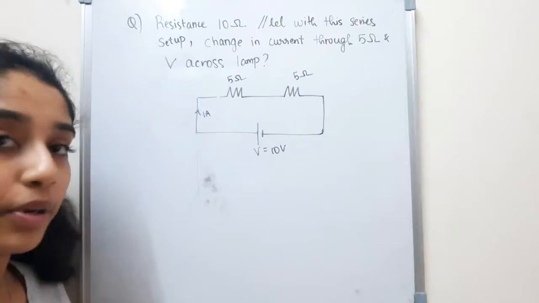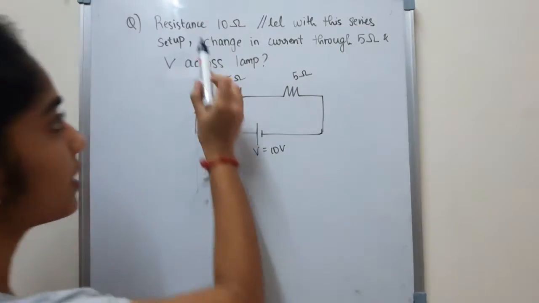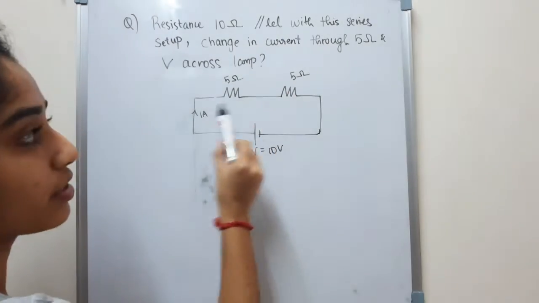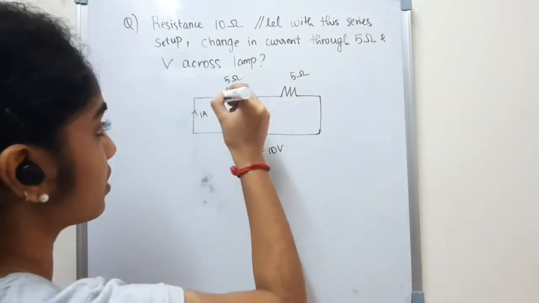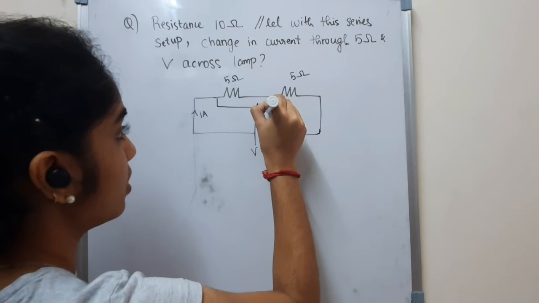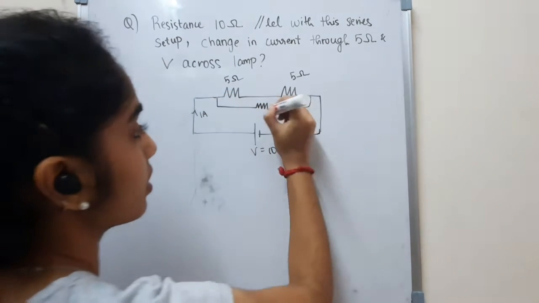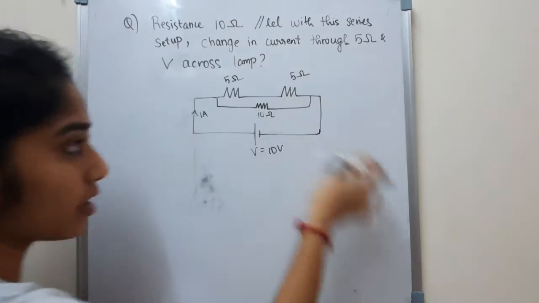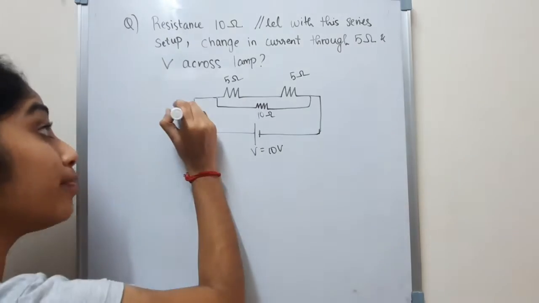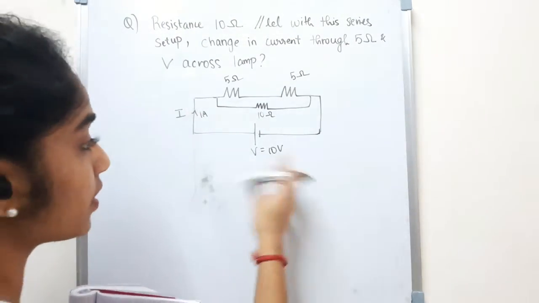So this is the second part of the question. It says a resistance of 10 ohms is connected parallel with the series combination that we already had. So let's draw that first. Parallel to this series combination, that is 10 ohms. Mark it in the circuit, and the current in the whole loop, right? Capital I is 1 ampere, V is 10 volts.